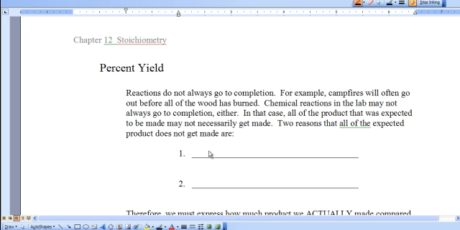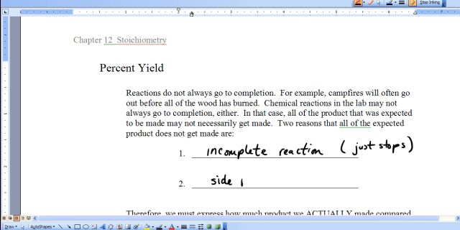Now, there are two reasons that all of the expected product might not be produced. One reason is what is called an incomplete reaction. That's just, for example, when the campfire goes out, the reaction just stops. It might not have enough energy. There are a variety of reasons why the reactions might stop, but they simply do not proceed. The other reason is what are called side reactions. Side reactions are when other products are formed.